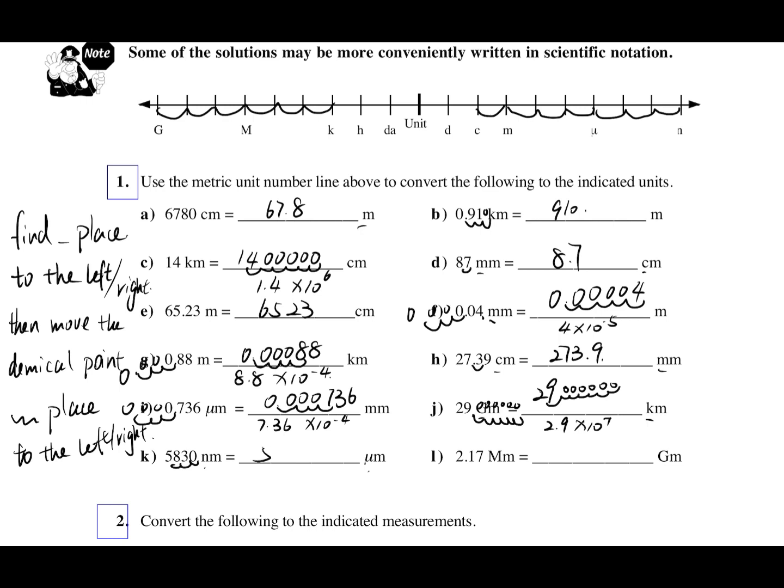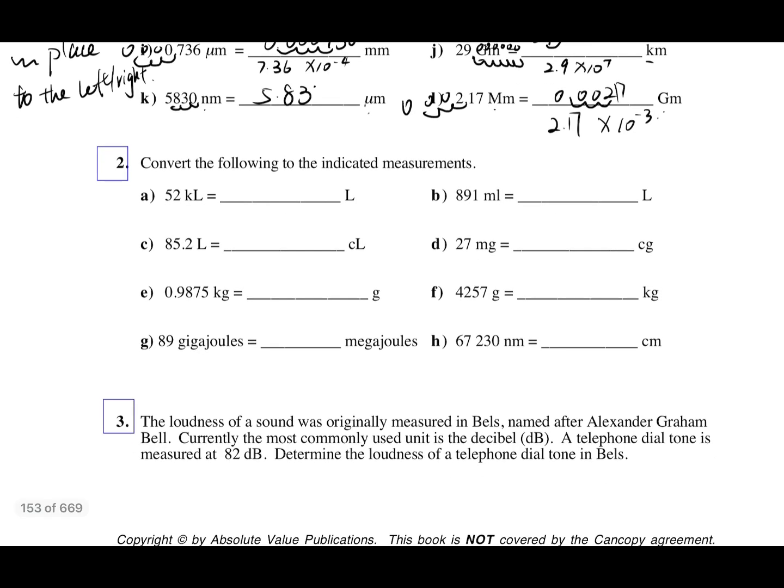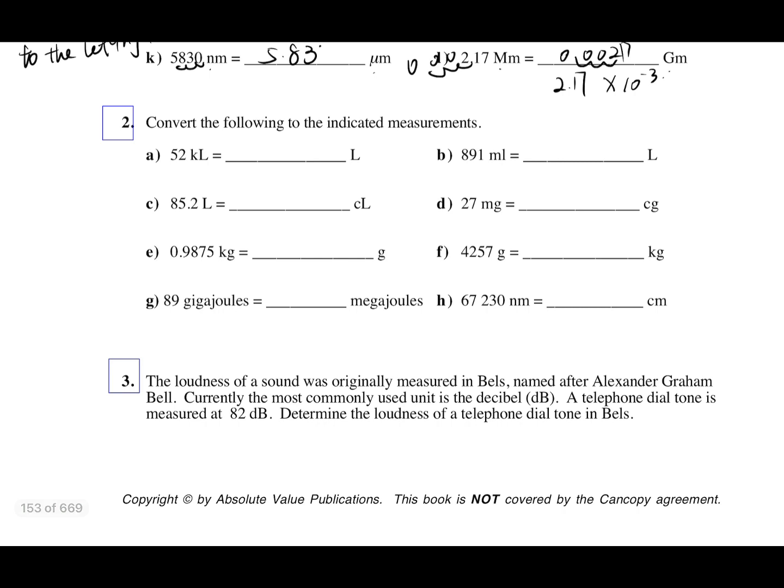Okay, and k, this is nanometer to micrometer, so it's 1, 2, 3, so it's 5.83. And the last one is mega to giga, so it's 1, 2, 3 to the left, and then we change it, 2.17 times 10 to the negative 3. Okay, next one. So for the next one we just change the unit.